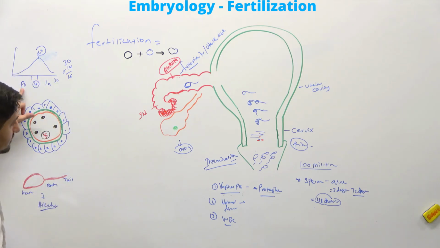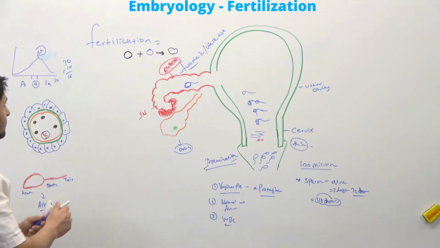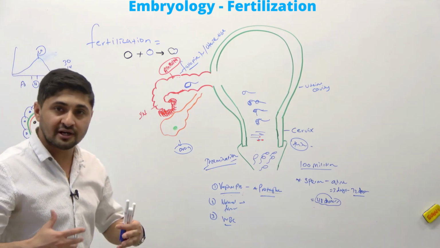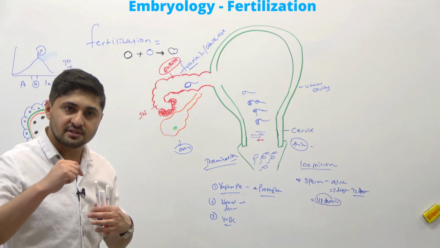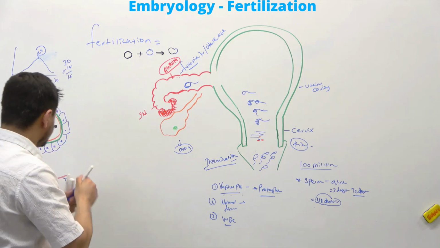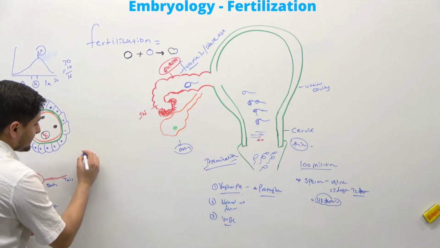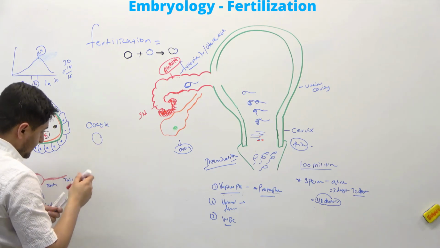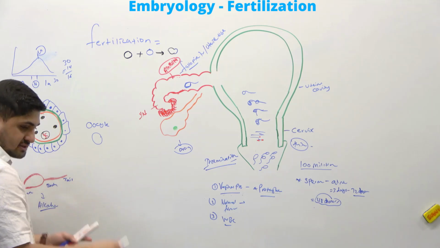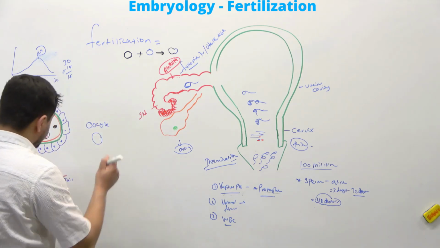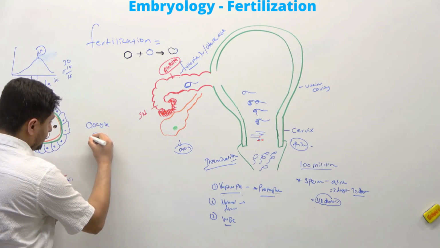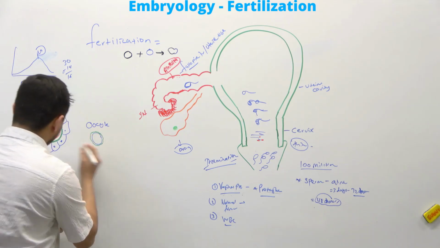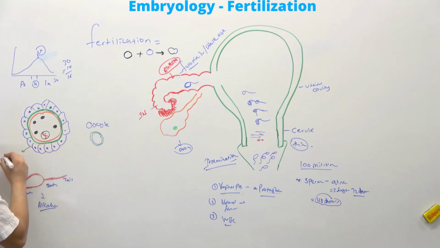Now, this is ovulation. So what happens after ovulation? Remember, after the release of LH hormone, the oocyte, the female oocyte, let's make it right here. What else does it have? It has layers of cells. What are these layers of cells? Let me write it down here. This is called your corona radiata.